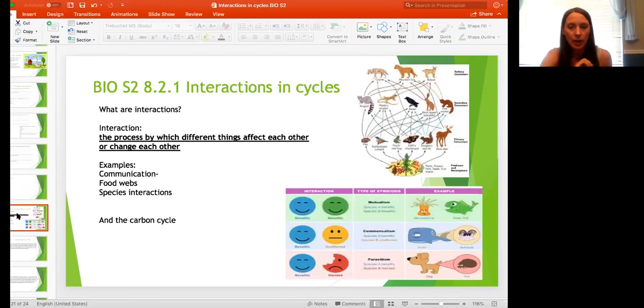Okay, so 8.2.1 is interactions and cycles. And this comes from biology semester two. So it goes along with talking about the carbon cycle, photosynthesis, and cellular respiration. And then in the next unit, it pieces all of those together. I want to talk about that. But first I want to talk about what is an interaction. Because interactions can be in the carbon cycle, but they can also be interactions in our daily lives.